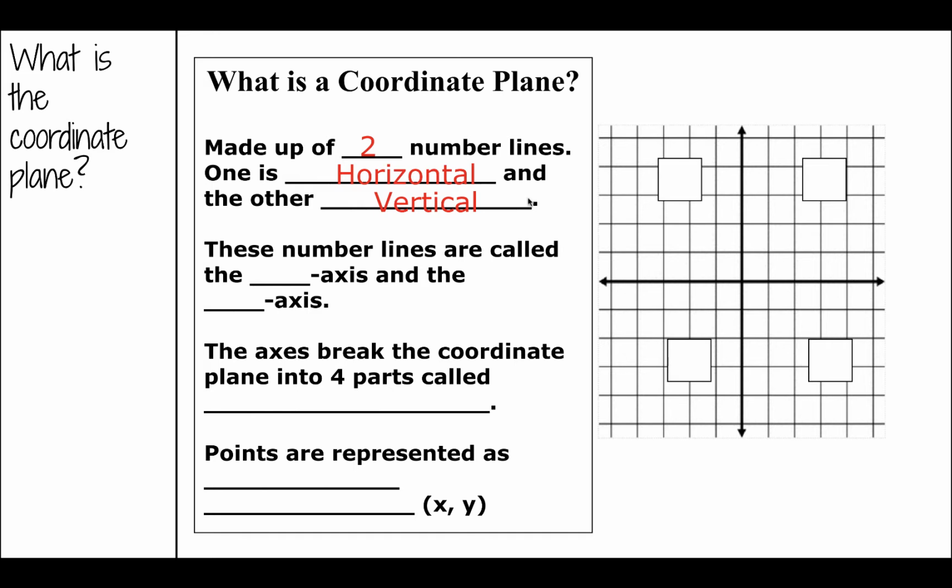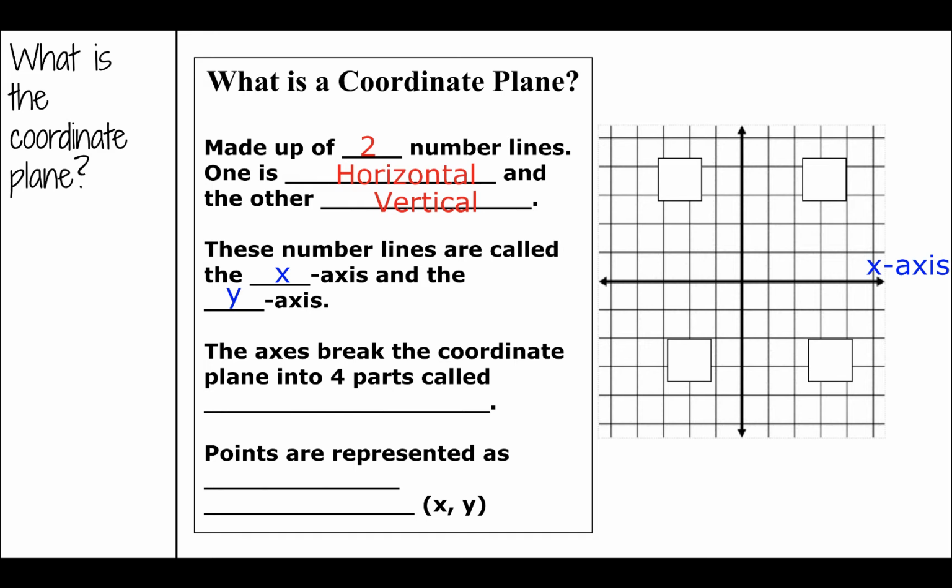These number lines, the horizontal and the vertical, they have special names. Well, the horizontal one we refer to as the x-axis. And the vertical one, we refer to that as the y-axis. Let's label those axes on your coordinate plane. So the horizontal one, side to side, let's label that the x-axis.